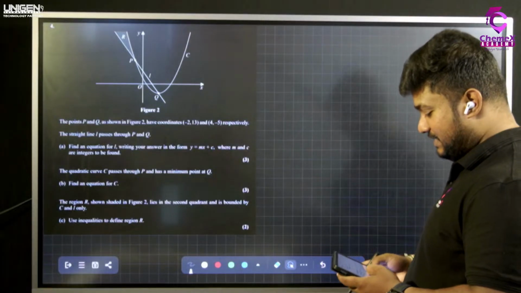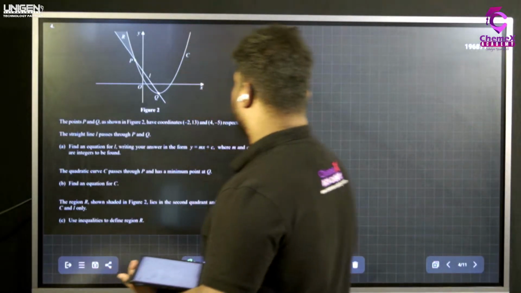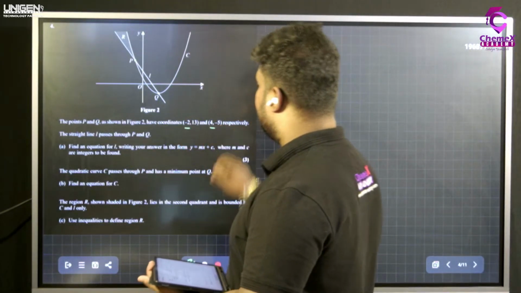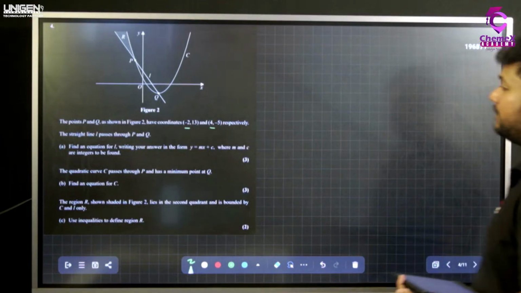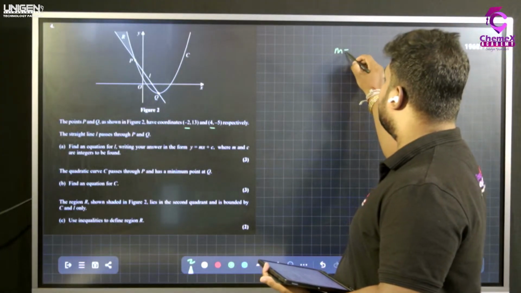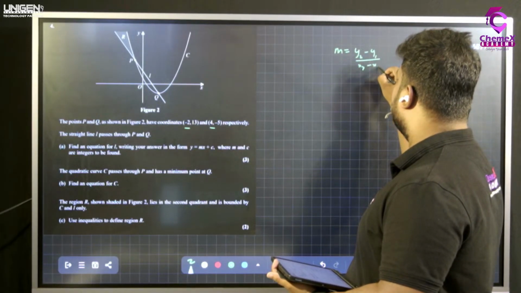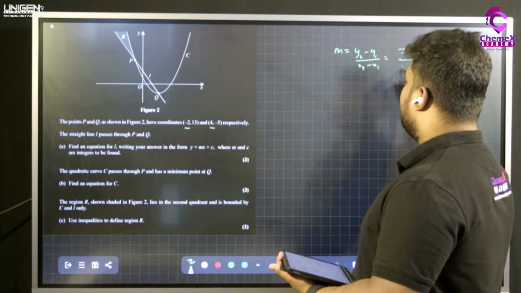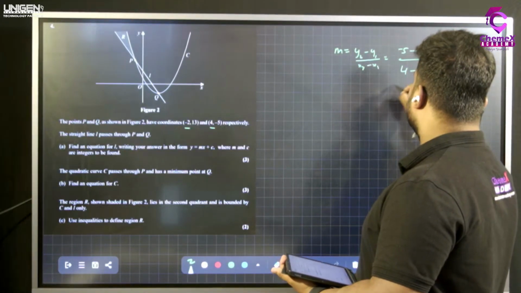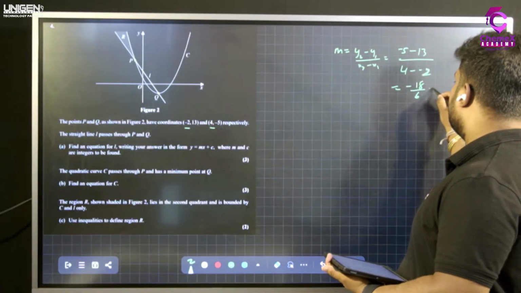So they have given two equations and they are asking what is P and Q. So coordinates P and Q are given, the line passes through P and Q. Find the equation of PQ. So you need to first find the gradient using -5 minus 13 over 4 minus -2. What's the value? -18 over 6 equals -3.